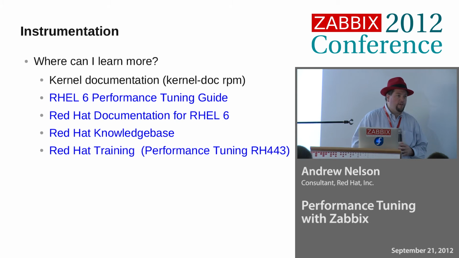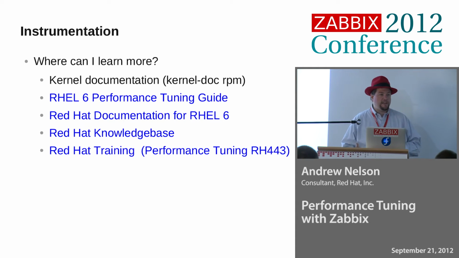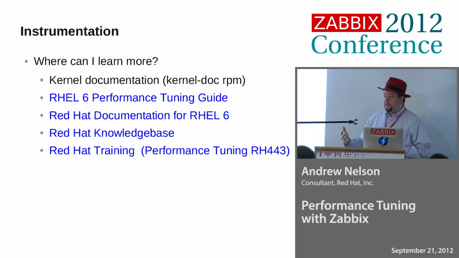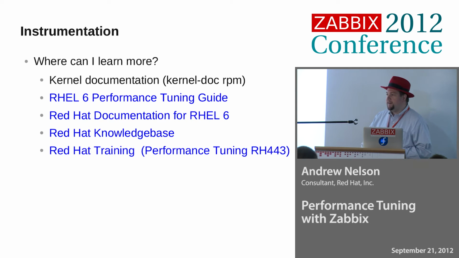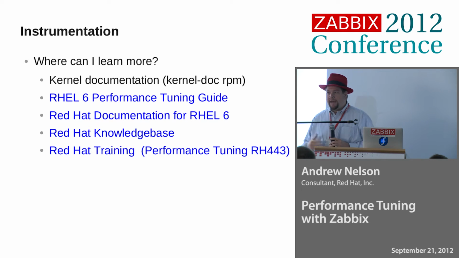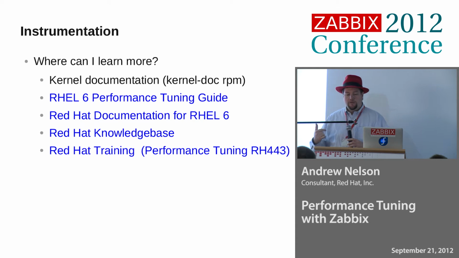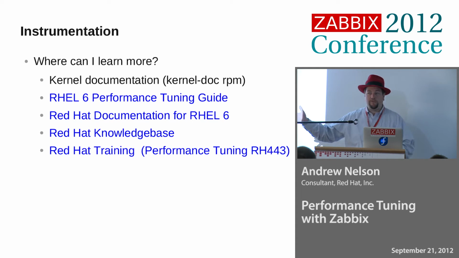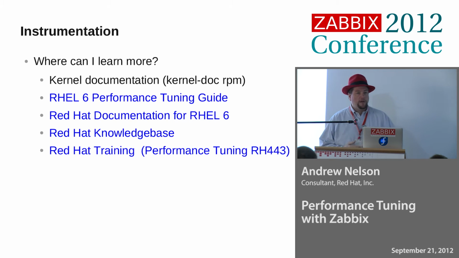The Red Hat 6 Performance Tuning Guide, which is part of our external documentation that's freely available, is also another really good source. I have a confession to make. Before I came to Red Hat, I didn't really think that much of what Red Hat did was too special. Having been there for 2 years now and actually read a lot of the stuff that we write, produce, and make available for free, the quality is actually pretty amazing.